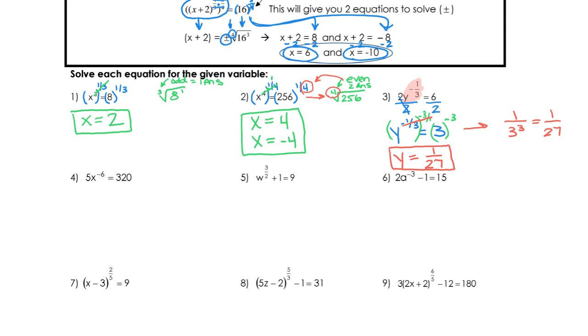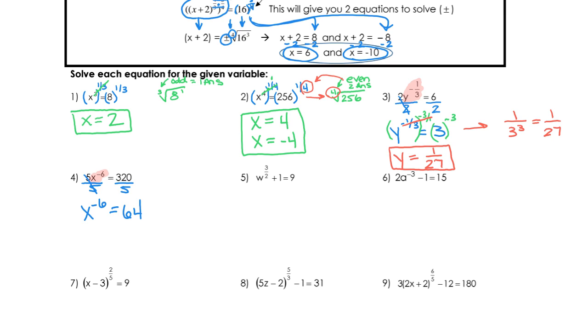Number 4. Again, this negative 6 exponent is only on the x. And so we're going to have to say goodbye to the 5 in order for that exponent and the variable that it's on to be isolated. Okay? So we're going to go ahead and divide by 5 first. That's going to cancel, and that's going to give us x to the negative 6th equal to 64.